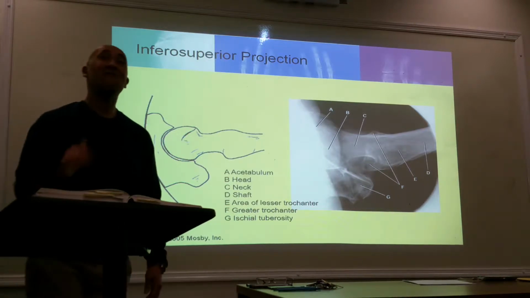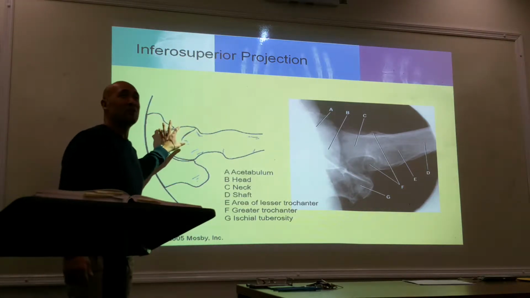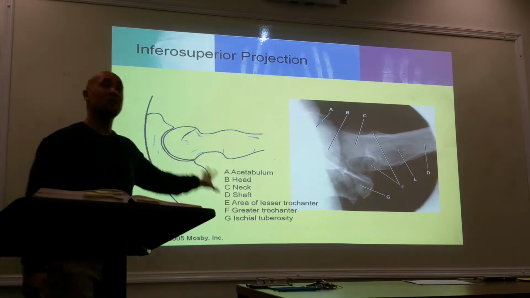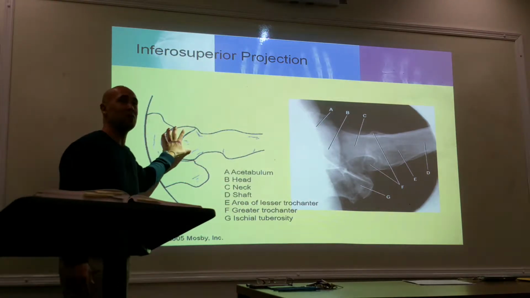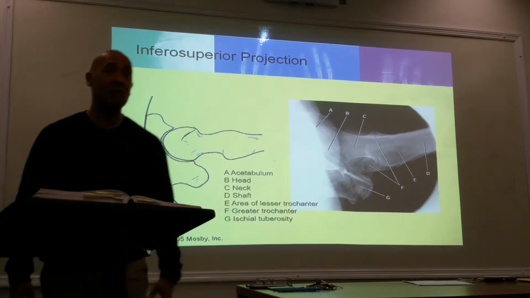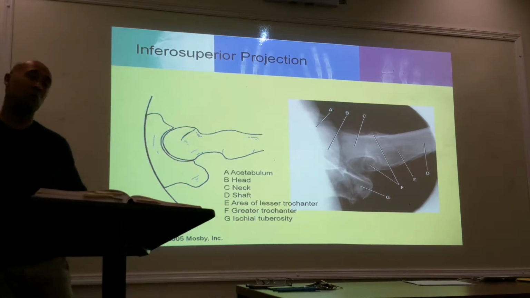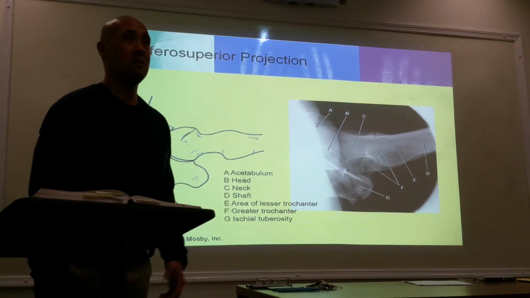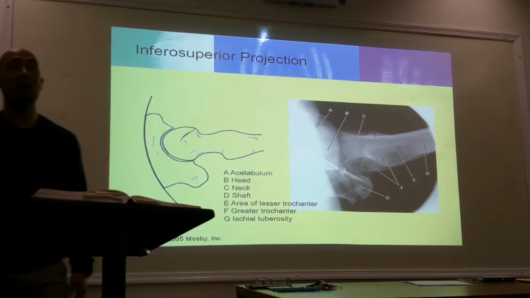All right, inferosuperior. I'm not going to spell it out. Inferosuperior projection is generally done on trauma or post-hip surgery patients. This gives you a lateral view of the proximal femur or the hip.